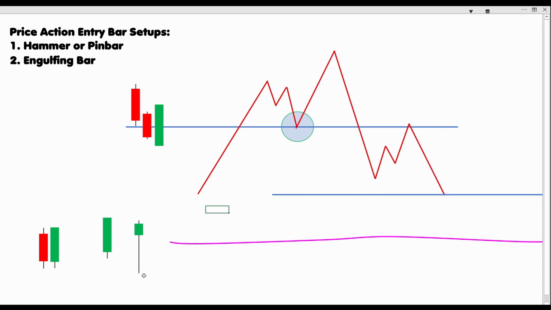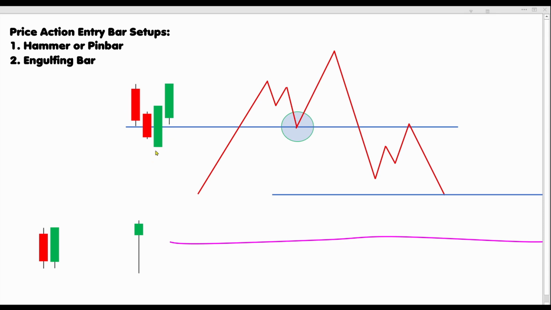So I will look for, first of all, pin bars or hammers, and I will also look for engulfing bars. If I get an engulfing bar here like this, it is a pretty good indication that this trade is going with a lot of force, bullish force to the upside. An engulfing bar that engulfs this bar. So it works the same.